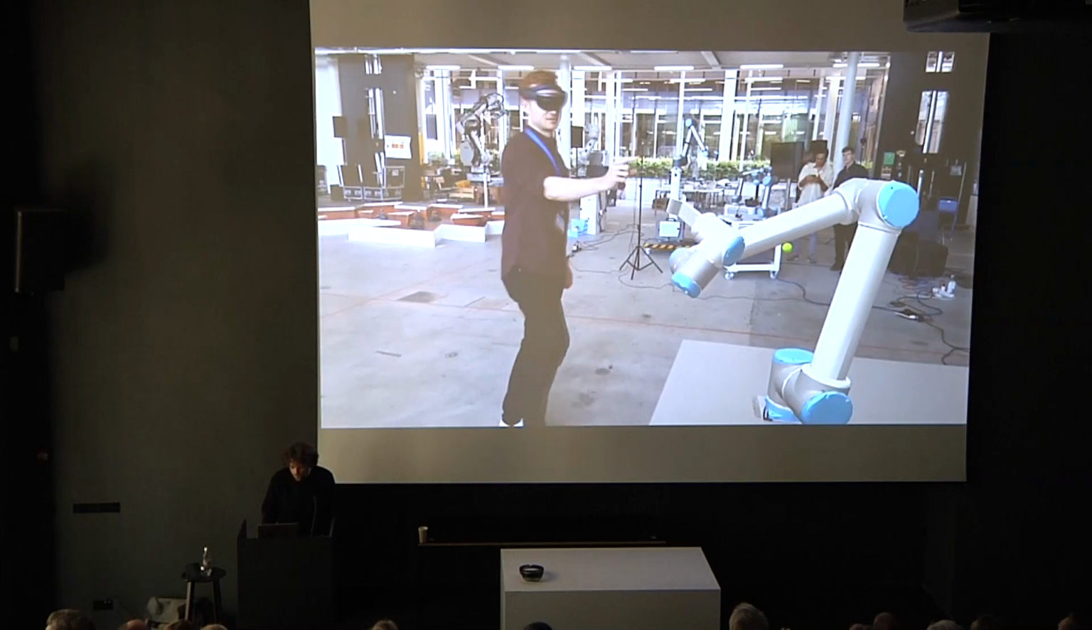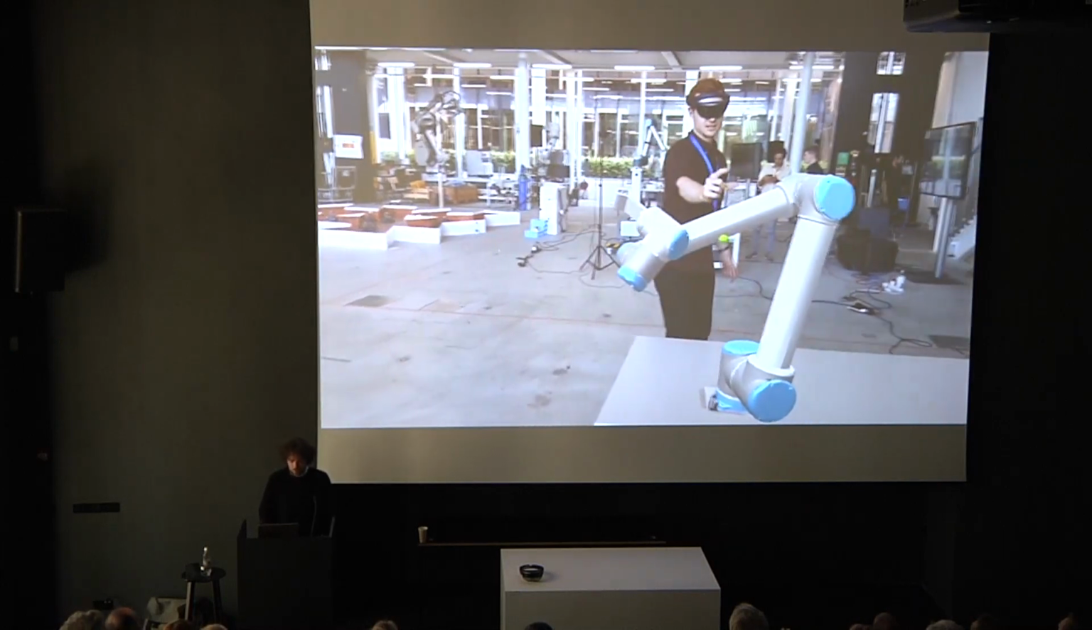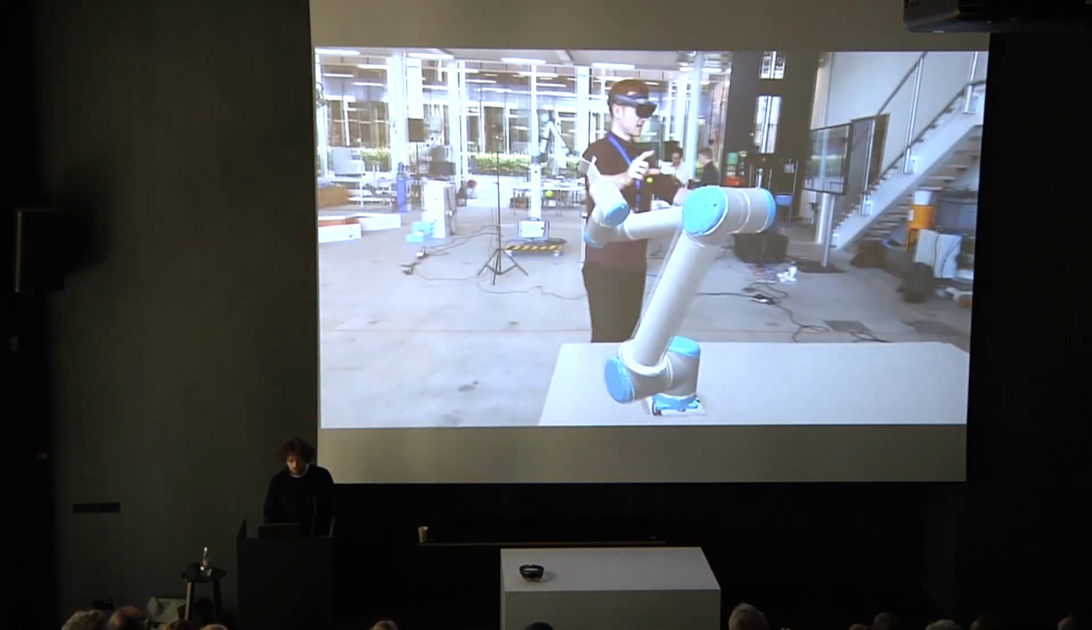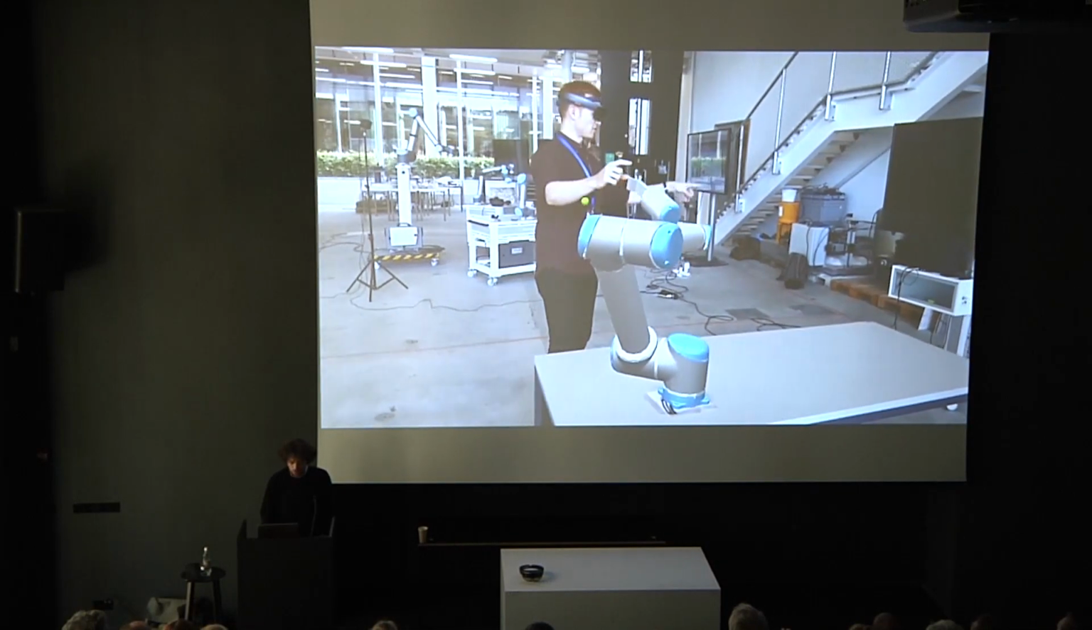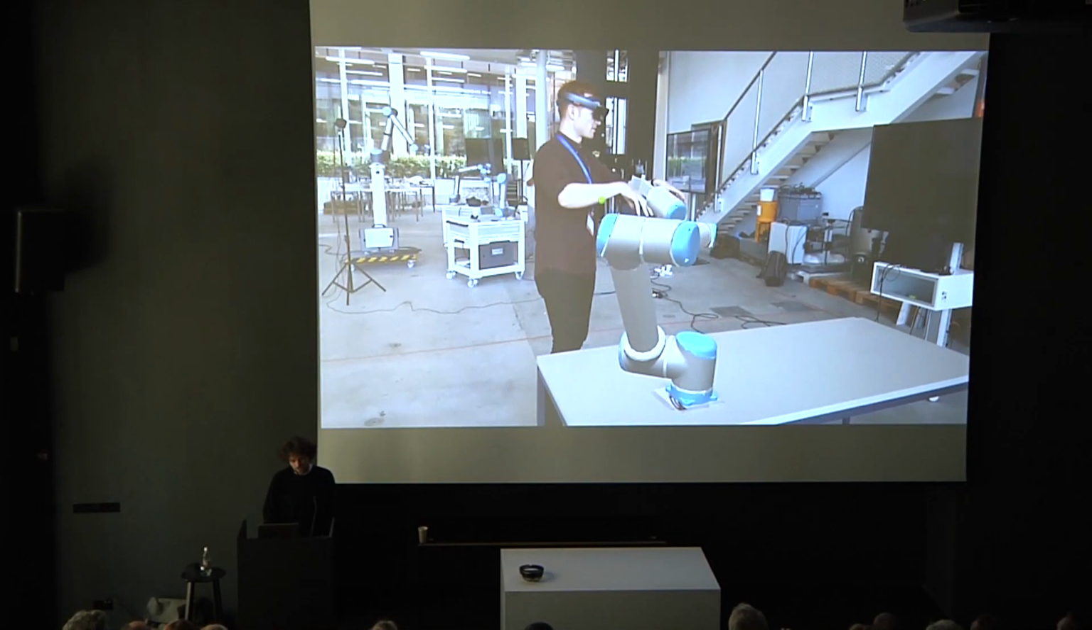AR is also a way of bridging the gap between people and robots, so being able to intuitively control where robots move is something which is actually pretty difficult to do if you've ever had any experience working with robots. So being able to see a virtual robot in the same space as a physical robot and anticipate what it's going to do before it does it is pretty powerful.